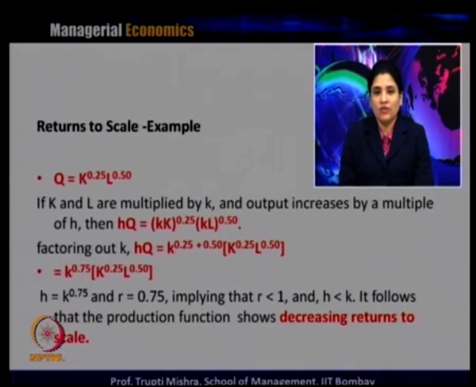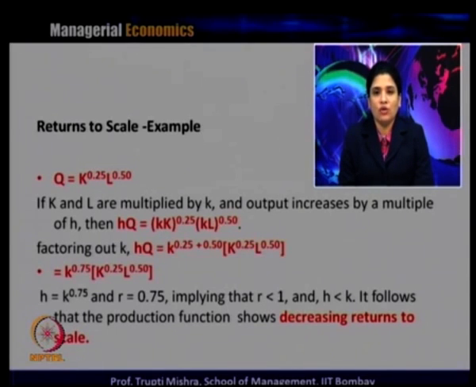Now, we factor out k, because if you remember, in the case of a homogeneous production function also, if you can take out the factor, then it is a case of a homogeneous production function. So, when you factor out k, hQ is equal to k to the power 0.25 plus 0.50, times K to the power 0.25 and L to the power 0.50. If you simplify this, then it is k to the power 0.75 times K to the power 0.25 and L to the power 0.5 within the bracket.